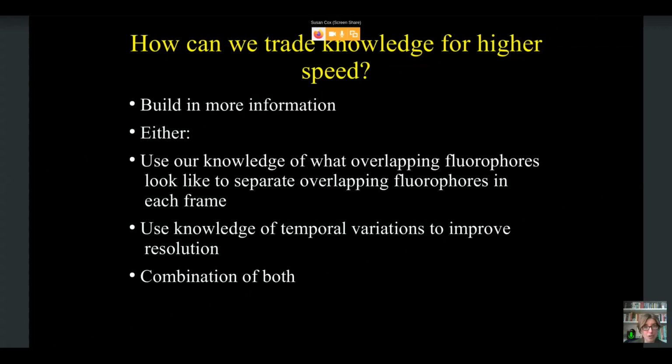Now we have two possible sources of information: either using our knowledge of what overlapping fluorophores look like to separate fluorophores in each frame, or using our knowledge of temporal variations to improve the resolution.